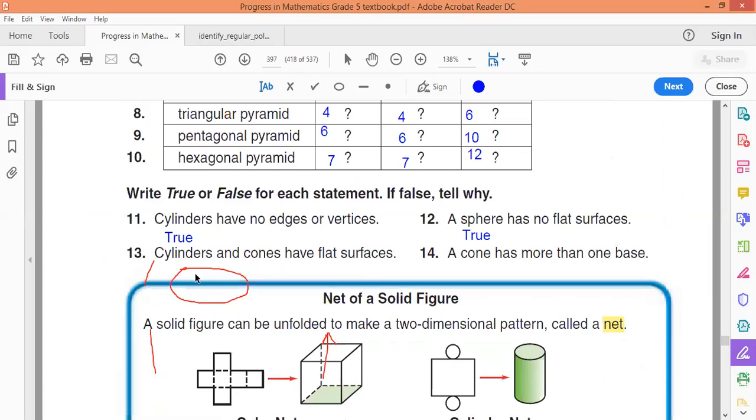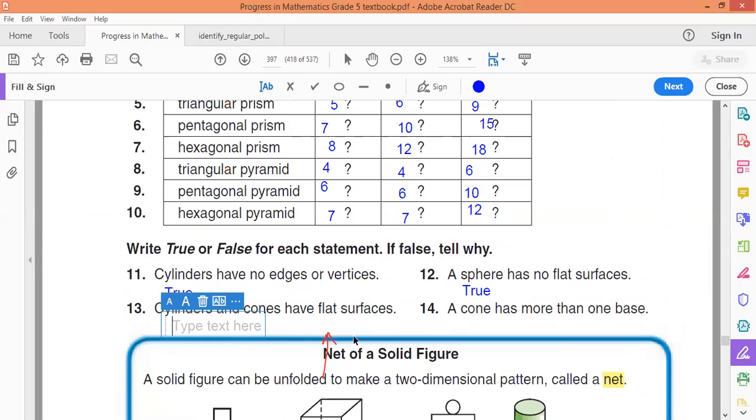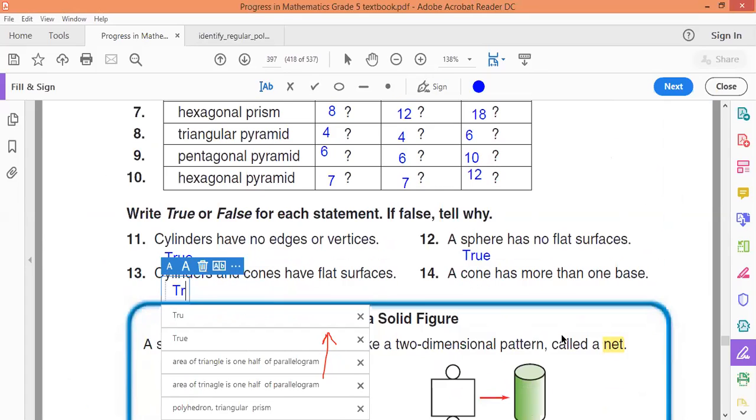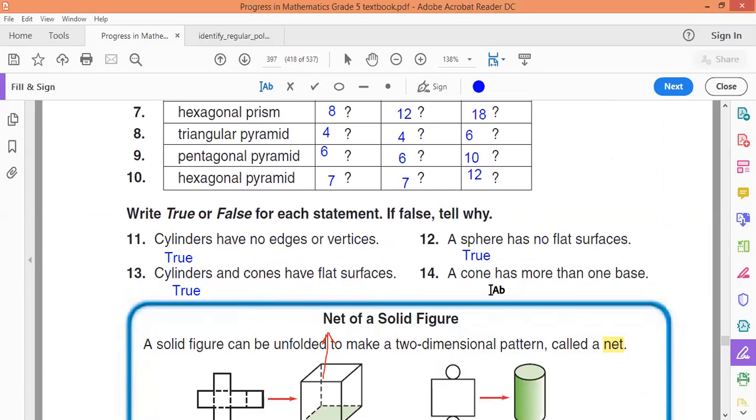So, Mr., go down. Yes, just a minute. Right here. True. A cone has more than one base. False. Why is that false? A cone has more than one base? False. There's only one.